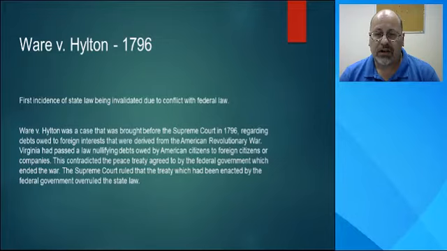Virginia had passed a law nullifying debts owed by American citizens to foreign citizens or companies. This contradicted the peace treaty agreed to by the federal government, which ended the war. The Supreme Court ruled that the treaty, which had been enacted by the federal government, overruled the state law.